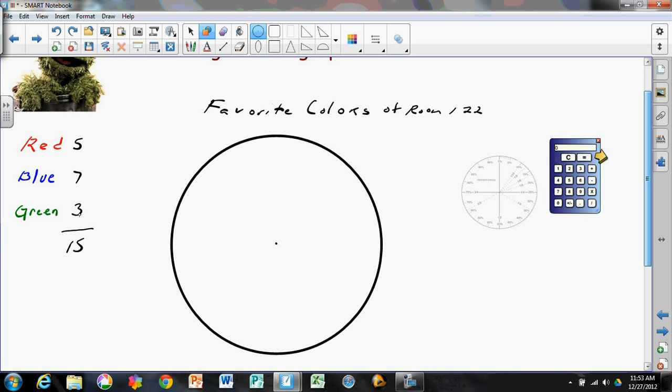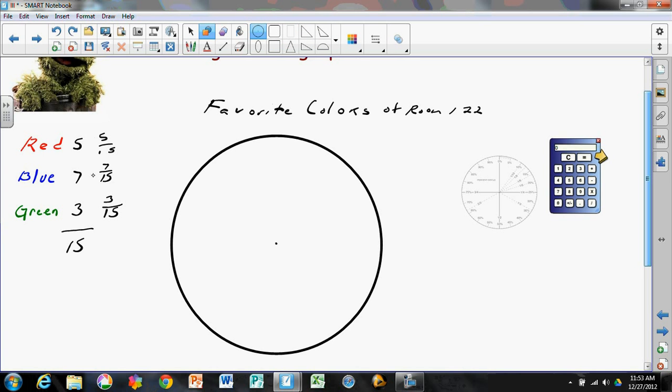What we need to do is take this information, first change it into a fraction, and then a decimal, which will give us our percent. So 5, we know that the total for the whole is 15. So that would be my denominator for each one of my choices. And it's simply 5/15 for red, 7/15 for blue, and 3/15 for green.